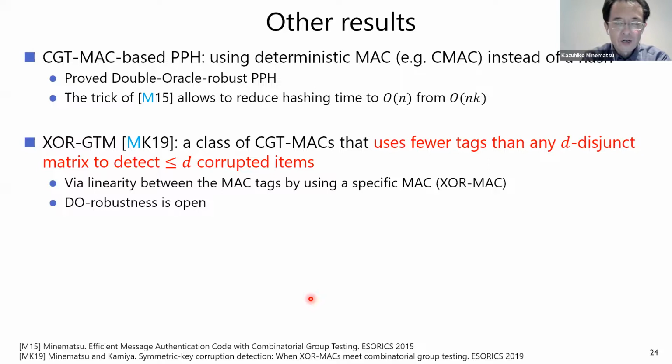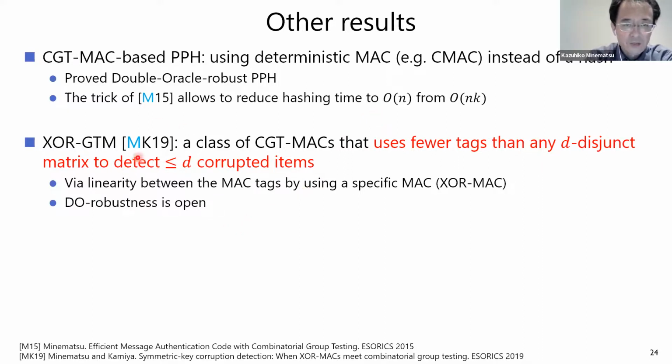And there are some more results. The first one: if we use a MAC function instead of the hash function, then this implements a property preserving hash function where the security for the property is double oracle robustness. The proof is almost the same as in the case of the hash function, but if we use a MAC function, we can use a trick of this paper that allows us to reduce the hashing time significantly.